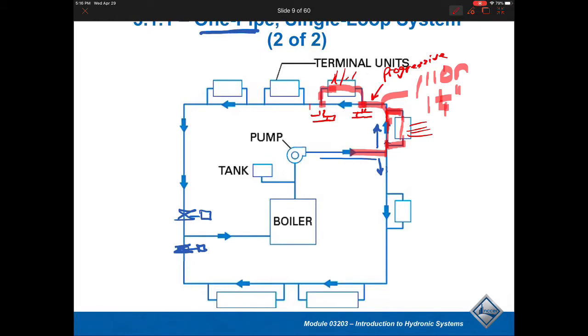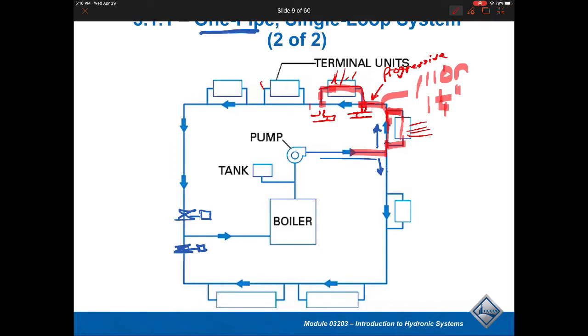Maybe one advantage is that they feel you can run a less restrictive circuit, or maybe you can run a bigger system, which you can, compared to a series system. But I think the advantages are far outweighed by the difficulty sometimes of extracting air out of each of these terminal units.